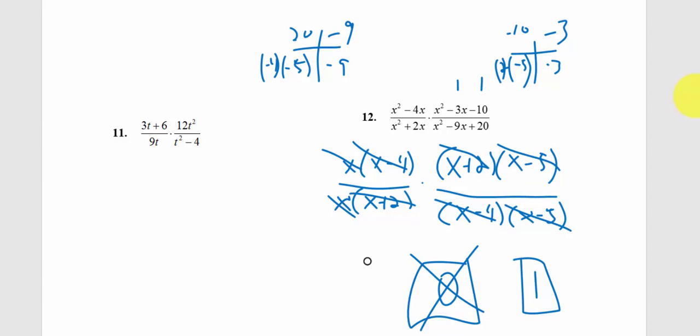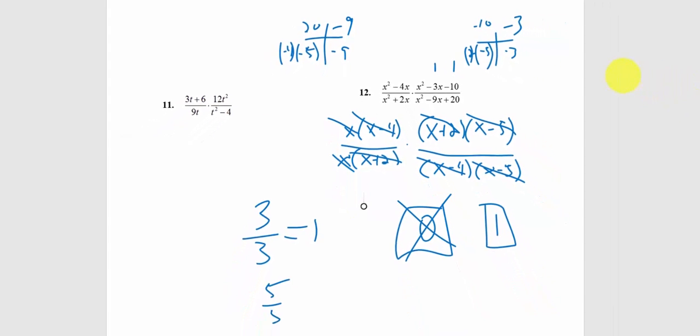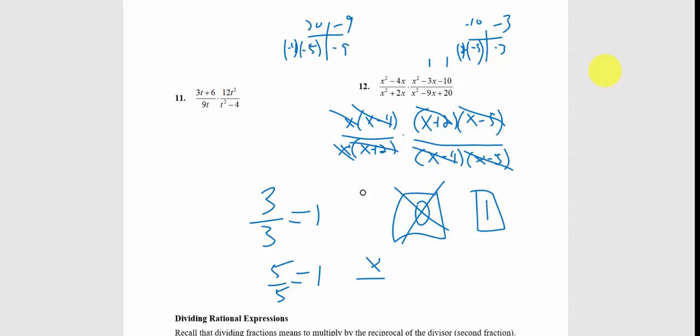The answer is 1, right? If we can cross everything out, our answer is 1, right? Think about it. If I gave you 3 over 3, the answer is 1, right? 5 over 5, the answer is 1. X over x, the answer is 1, right? If essentially everything crosses out, your answer is 1. So since in this problem everything crossed out, our answer was 1.